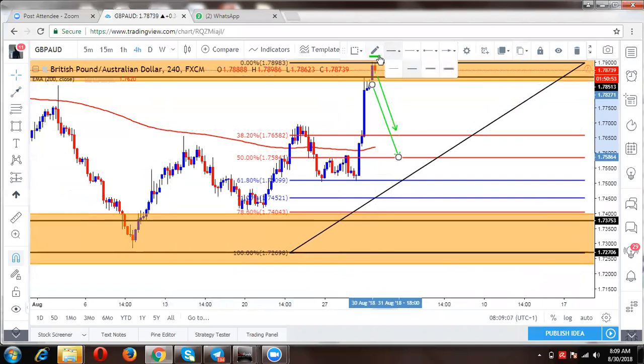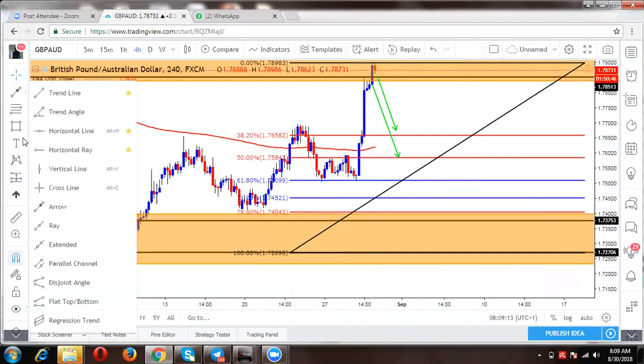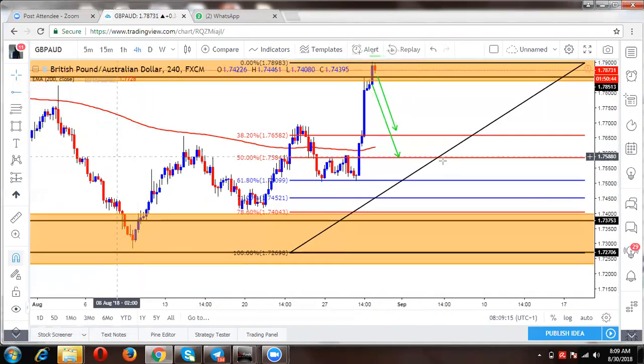So this particular trade, I think this will be a good trade we can take. We'll watch out for the proper confirmation. So let me put the price target.